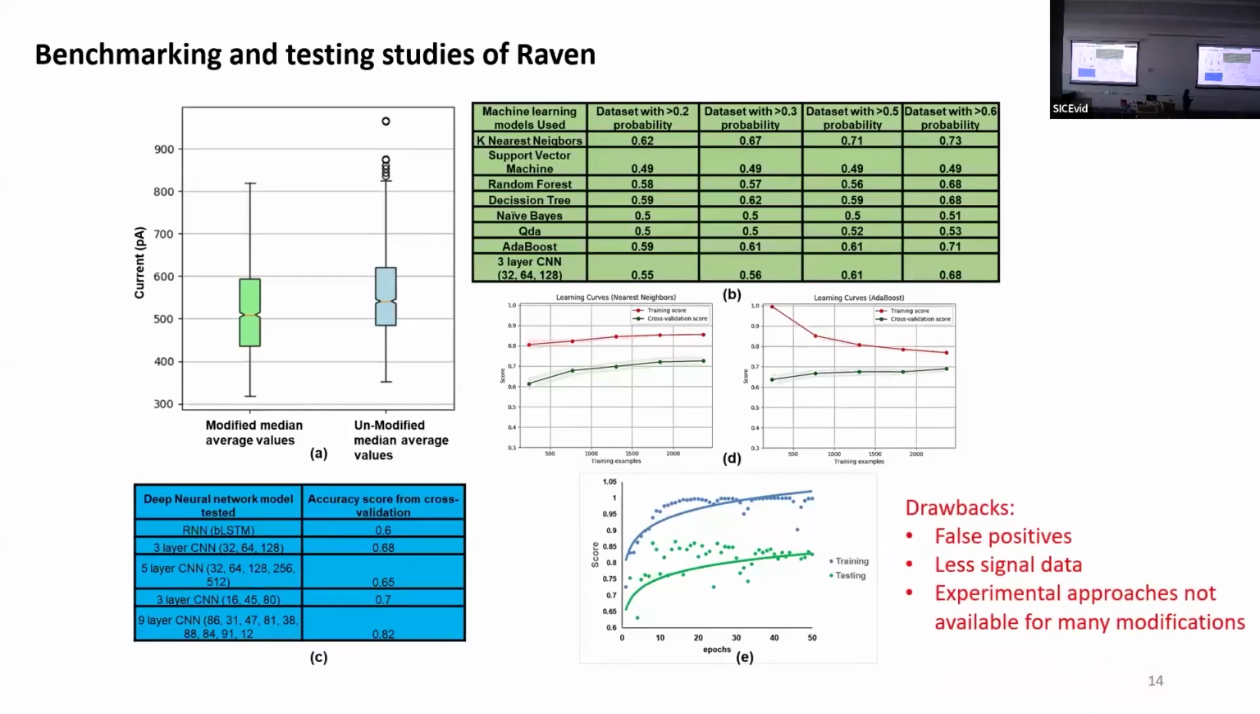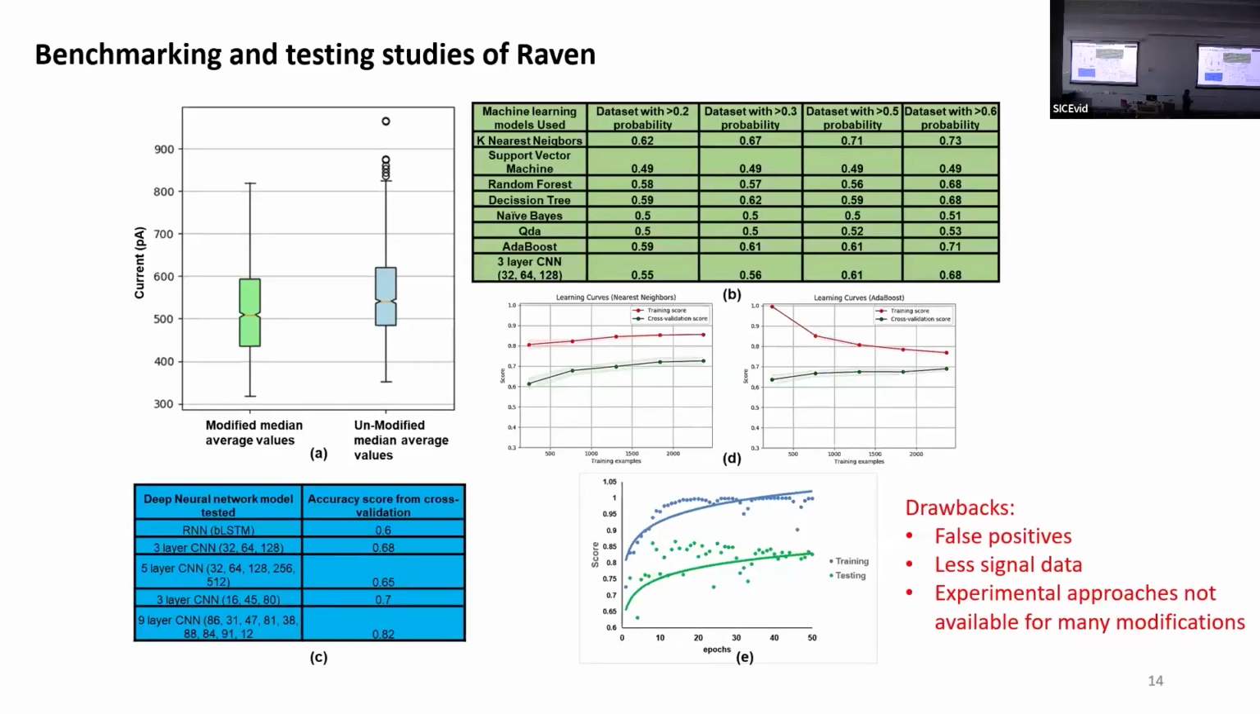As I said, the challenges were drawbacks like false positives, less signal data, and experimental approaches. Not too many complementary approaches were available, because if the bisulfite data itself is noisy, you're not comparing against a gold standard, you're comparing against, I don't know what kind of a standard, right?